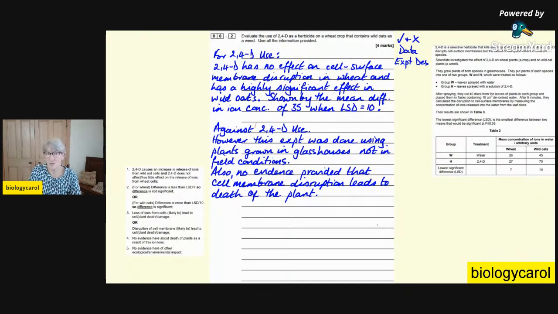Here is the mark scheme. I'm afraid, personally, again, I don't actually agree with mark point one. I would not say that the increase of one shows an increase. I personally think that is as likely to be due to chance as anything else, because it is way lower than this LSD value of 7. So I'm really surprised that mark point 1 says 2,4-D causes an increase in release of ions from wild oat cells.